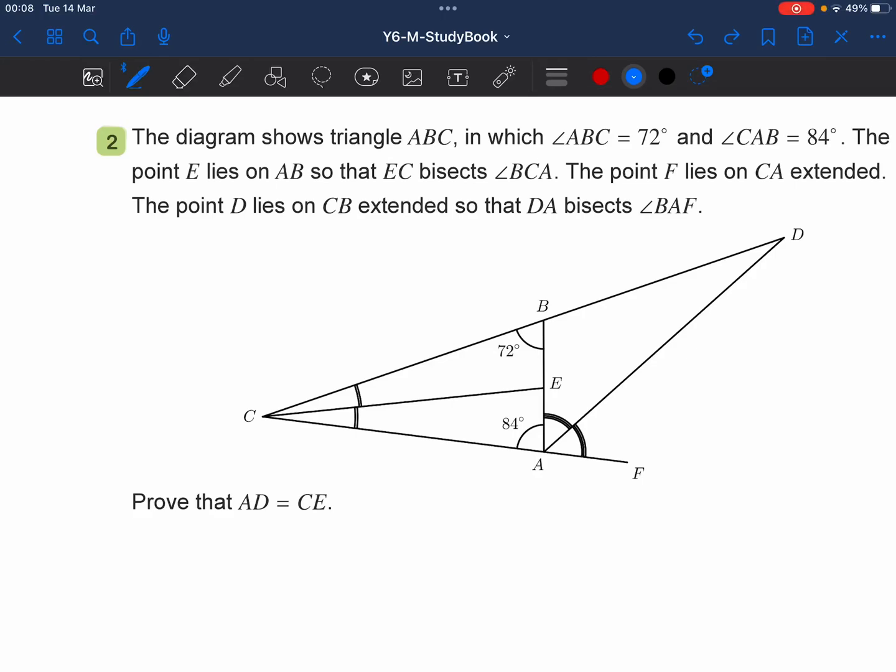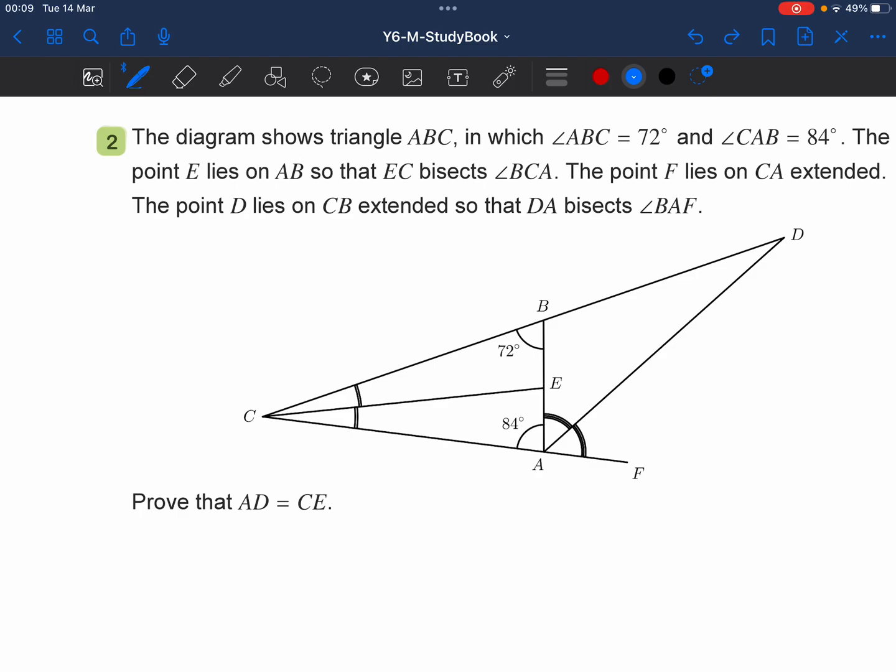Year 6, Lesson 8, Extensive Challenge, Question 2. The diagram shows triangle ABC, in which ABC is equal to 72 degrees and CAB equals 84 degrees. The point E lies on AB, so that EC bisects BCA. The point F lies on CA extended. The point D lies on CB extended, so that DA bisects BAF.